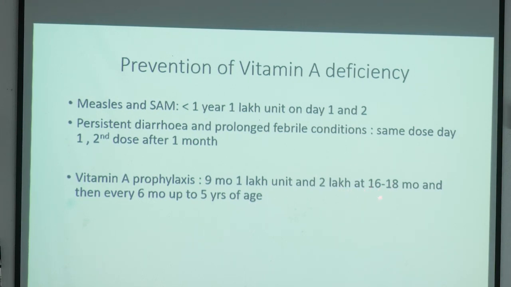2 lakh unit at the 16 to 18 months booster. This is the National Vitamin A Prophylaxis Program. It is given at 9 months, 1 lakh unit, and 2 lakh units at first booster time, and then every 6 months up to 5 years of age.